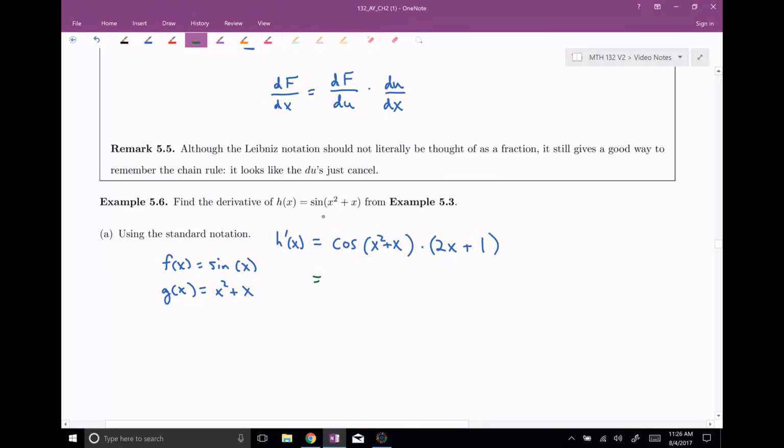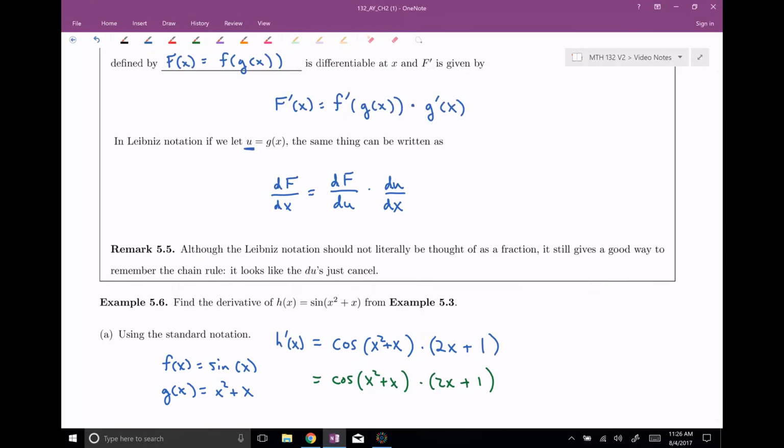When I look at this now, I see the derivative of the outside function, sine, goes to cosine. Leave the inside alone, so just g of x here, times the derivative of the inside. By the time a quiz or an exam comes around, you'll be able to do these style problems in one line. It'd be very nice. Okay, but then let's also go ahead and write this in Leibniz notation.